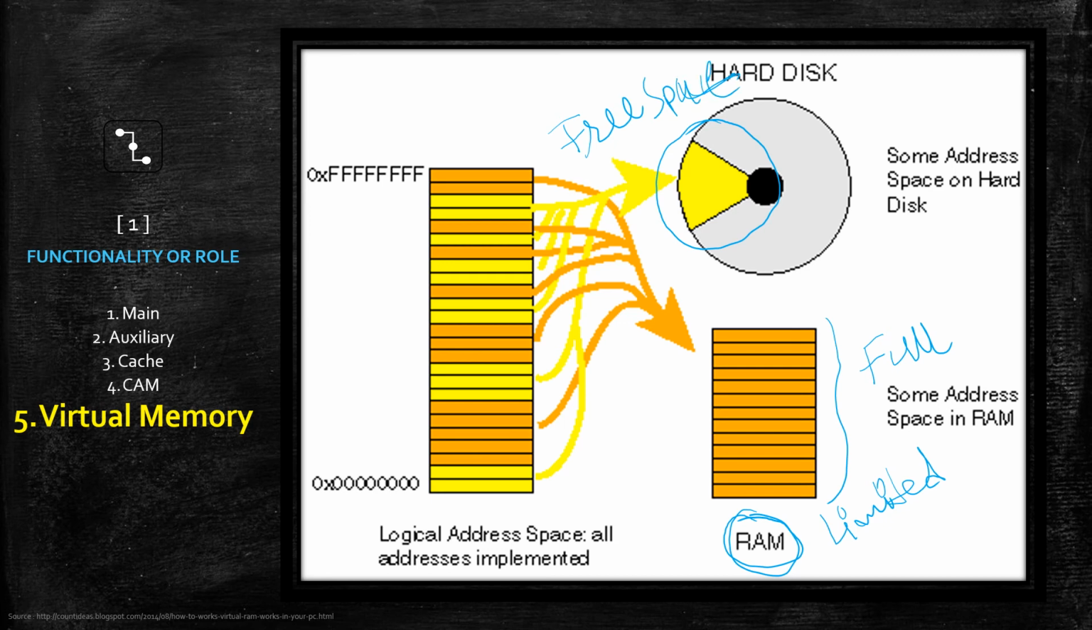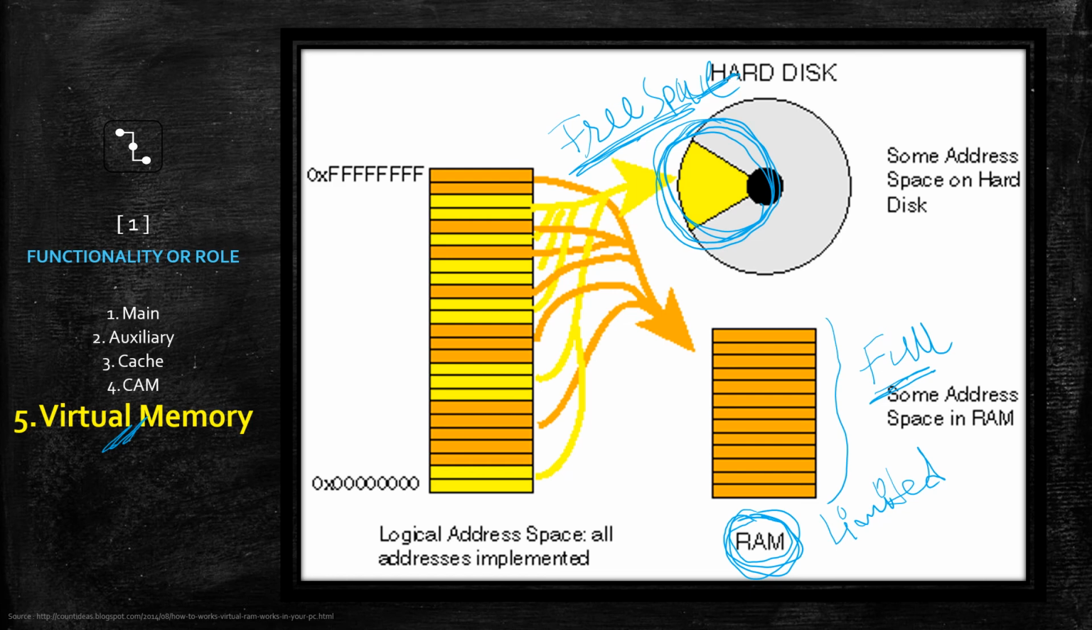Now this free space will behave like RAM temporarily. Whatever I want to load in the RAM, but because my RAM is full, I take the help of the hard disk. I search for the free space, and that free space behaves as RAM, temporarily. Using the hard disk space temporarily and making it behave as RAM, this concept is known as virtual memory.